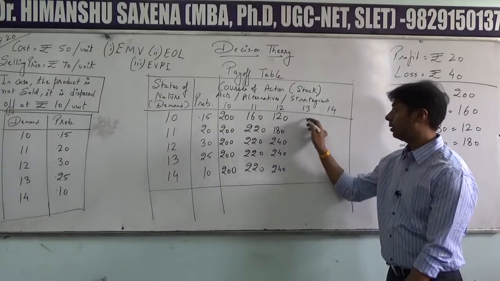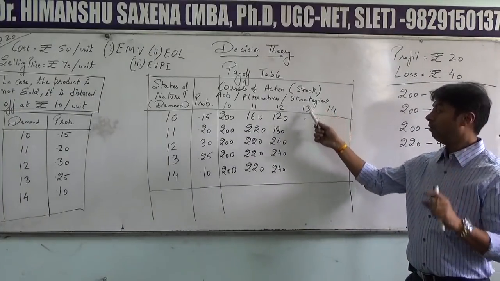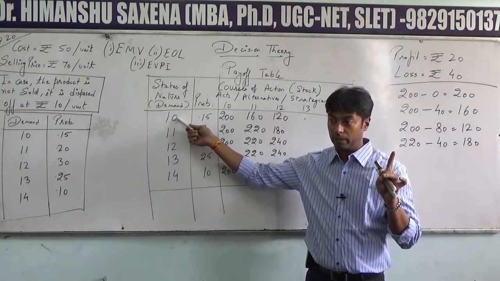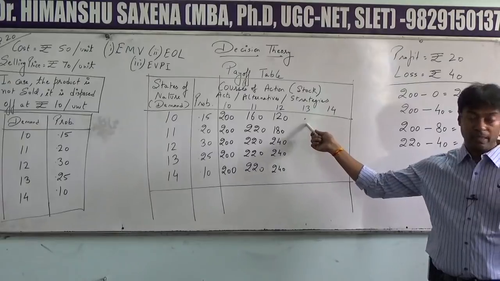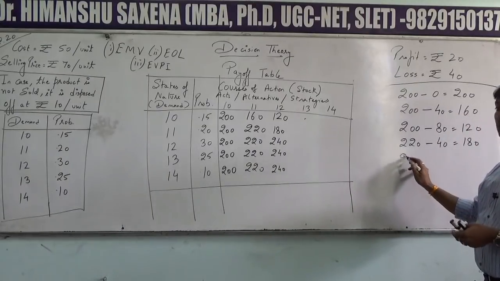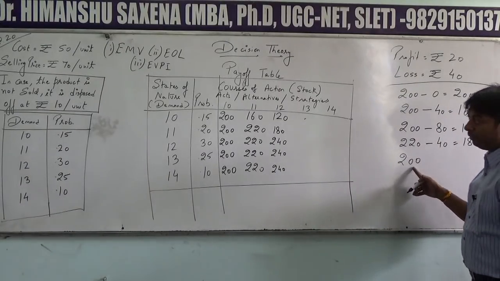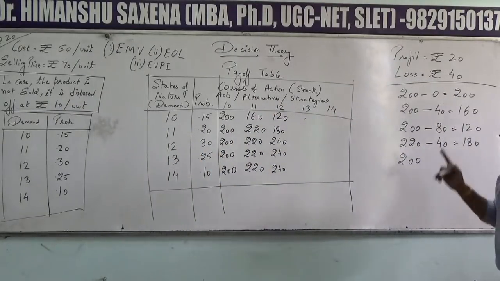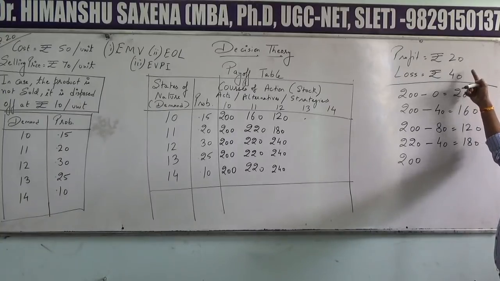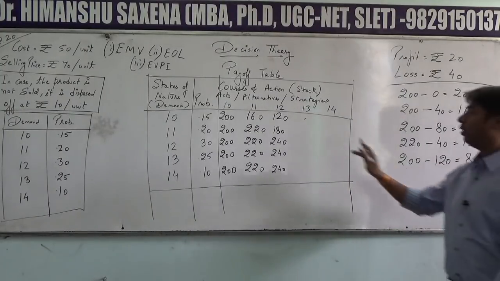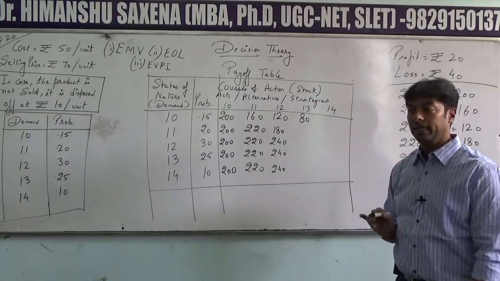Next, number 13. Now 13 is the stock and the customer is asking for 10 units only. Now when you have a stock of 13 and the demand is 10, you are sure that 10 units would be sold. 10 units will give you a profit of 200. Now when 10 are gone, you are left with 3 only. 1 unit is giving you a loss of 40. 3 units will give you a loss of 120. Ultimately, the payoff will be equal to 80.